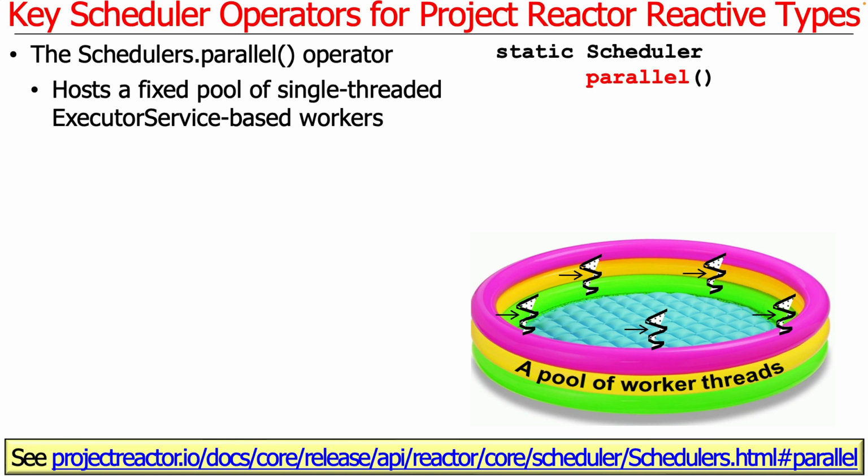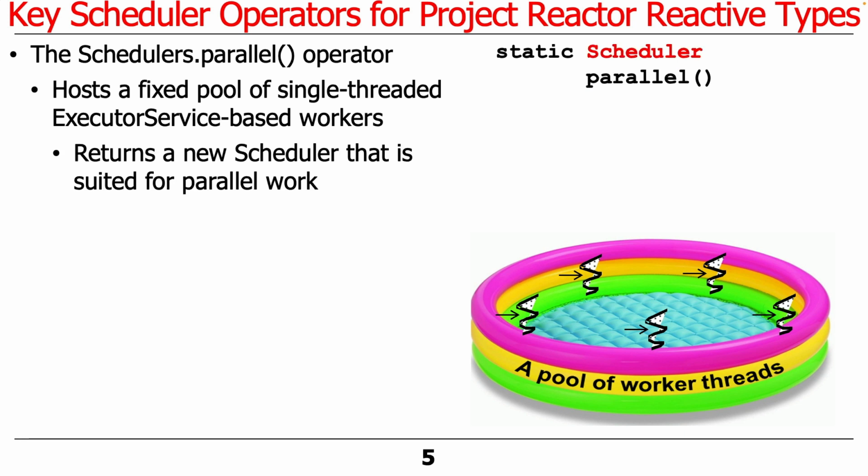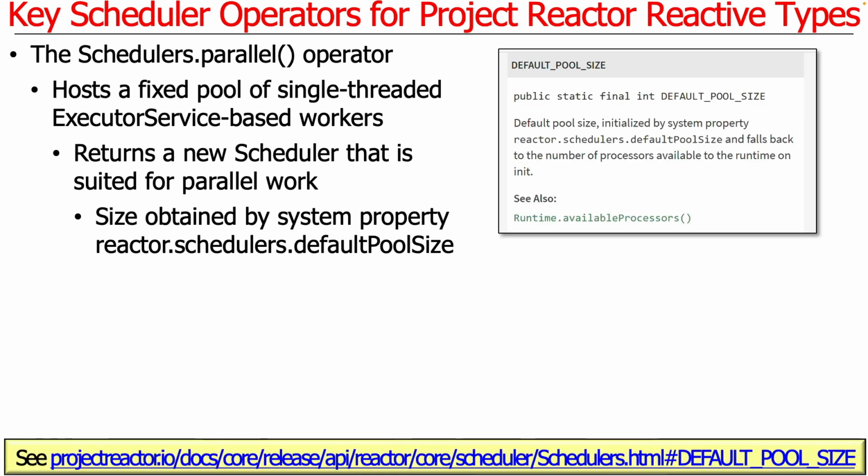So what is this method? What is this operator, and how does it work? The parallel operator will create and host a fixed pool of single-threaded executor service-based workers. At first glance, this sounds quite similar to the new parallel factory method operator we talked about last time, but there are ever so slight differences in how it works. It returns a scheduler that's suitable for parallel work.